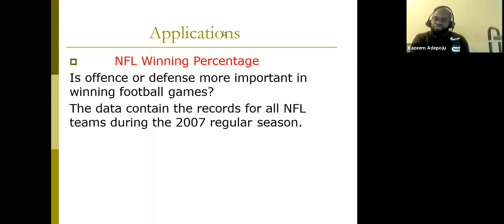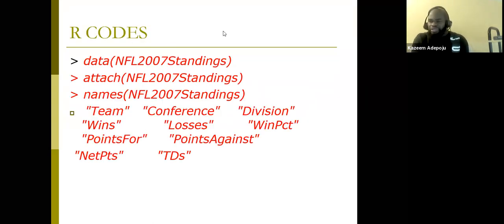So in winning a football game, what is more important? Is it the offense or defense? If we want to investigate this, we're going to be making use of the NFL data, 2007 regular season. Now, this is the code. Can you guys confirm if you're seeing the code that I'm projecting? Can you see that? Okay, thanks for confirming that you are seeing the code.